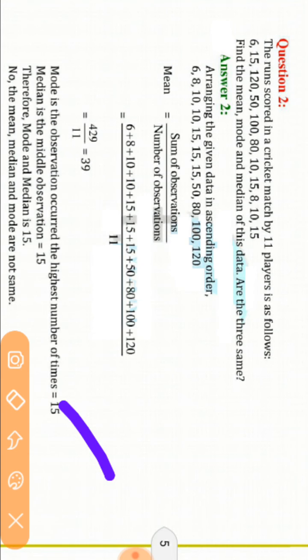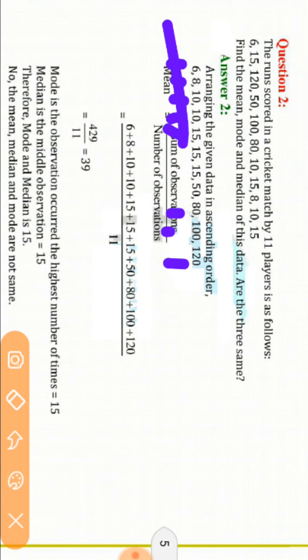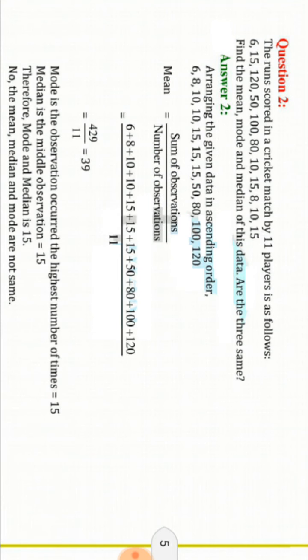Then median. Median means exactly at the center. Total is 11. However you can count, exactly center, we can take 1 2 3 4 5, leave here 5, 1 2 3 4 5, leave here, which is the center, remaining 15. So 15 is the median. Okay, this is how we can calculate.